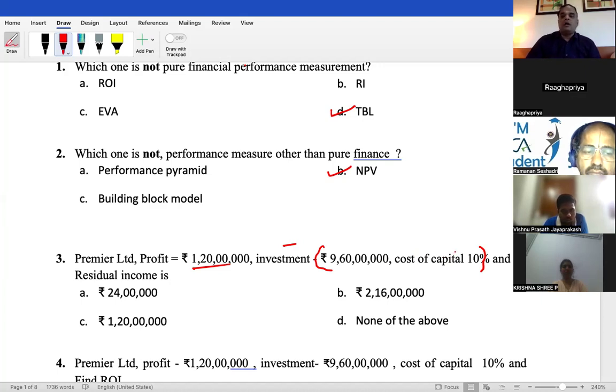The 10% is the cost of capital, a general term. If I am going to invest somewhere, I can get 10%. 9,60,000 I invested. Generally, I am supposed to get 10%. Over and above that, how much did I get? So 96 lakhs. Over and above that, here 1 crore 20 lakhs. So extra I got 24 lakhs. Therefore, residual income over and above the cost of capital is equal to 24 lakhs. Therefore, worth investing or not? Yes.